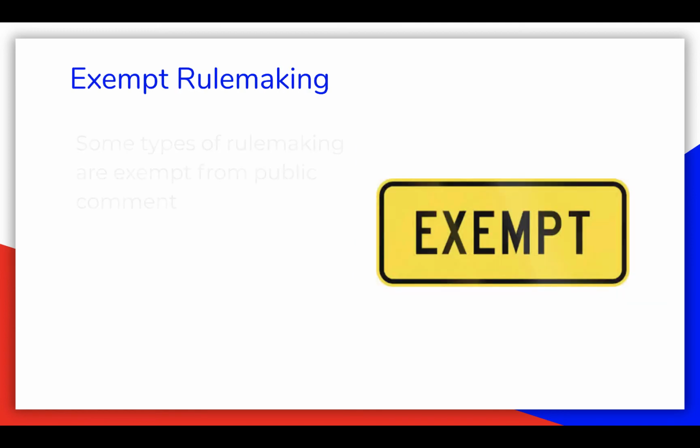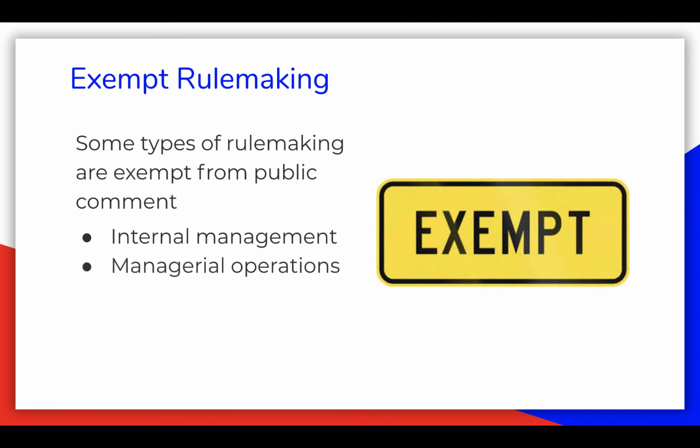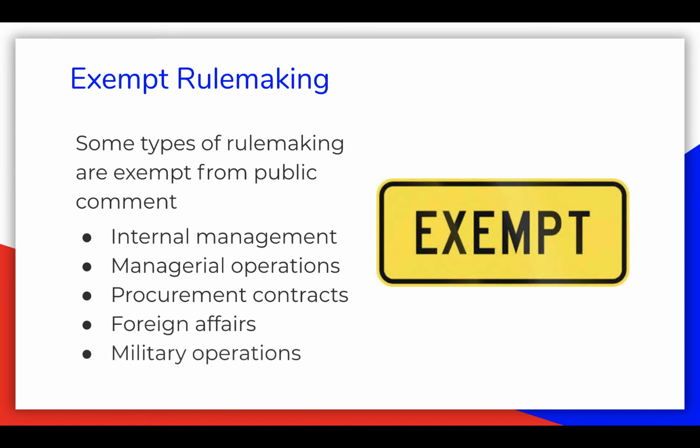Some rulemaking is actually exempt from public comment, though. In other words, the public and organizations don't really get a chance to weigh in on the rule change. These tend to be focused on internal workings of agencies, like internal management, managerial operations, and procurement contracts. Another category of exempt rulemaking is military operations and foreign affairs. In some cases, we just wouldn't want information about military operations and foreign affairs to be public, right? For people to comment on because it might risk national security.